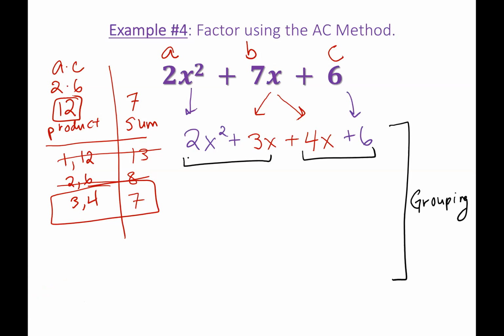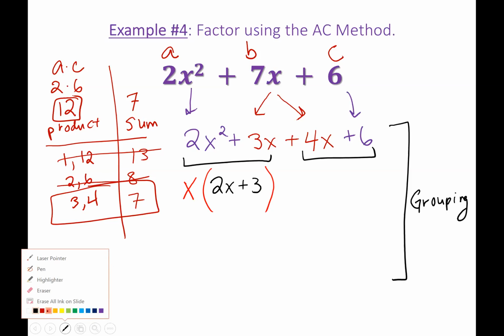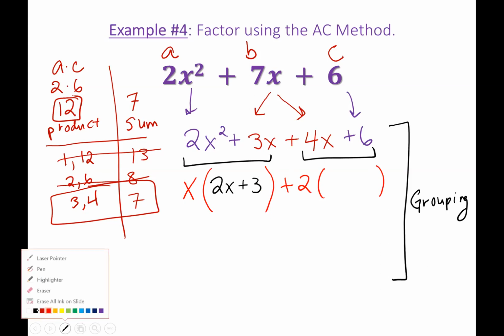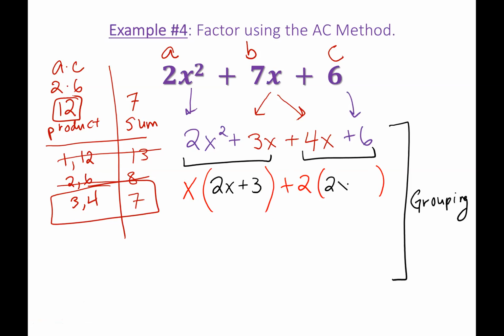2x squared plus 3x, that's my first group. 4x plus 6, that's my second group. Let's start with the first group. The GCF, or greatest common factor, is just x. When I factor that out, I'm left with 2x plus 3. Moving on to my second group, 4x plus 6, the GCF there is 2. So I'll write plus 2, and I factor out a 2 from each of those. 4x divided by 2 would be 2x. 6 divided by 2 would be 3.